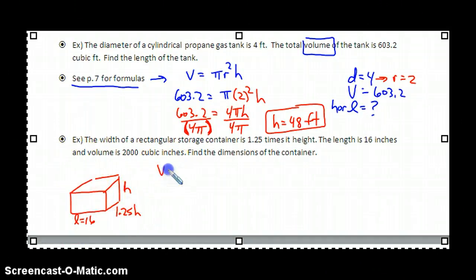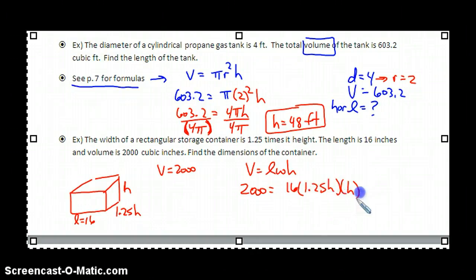So I'm thinking about formulas for the volume of a cube. And if I don't know that off the top of my head, I can go back to page 7 and find that the volume of a rectangular prism is length times width times height. So let's plug in what we know. 2,000 equals 16 times 1.25h times h. So let's multiply this together. I'm going to end up with 20 h squared.